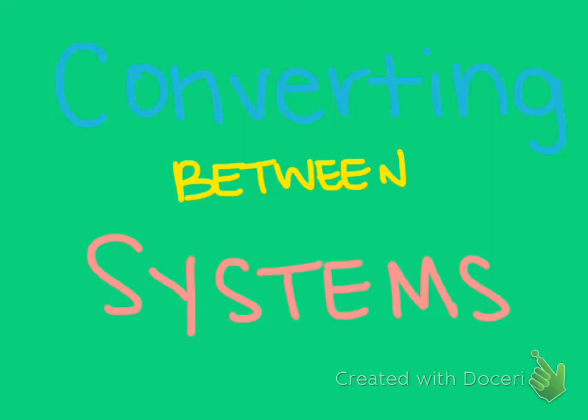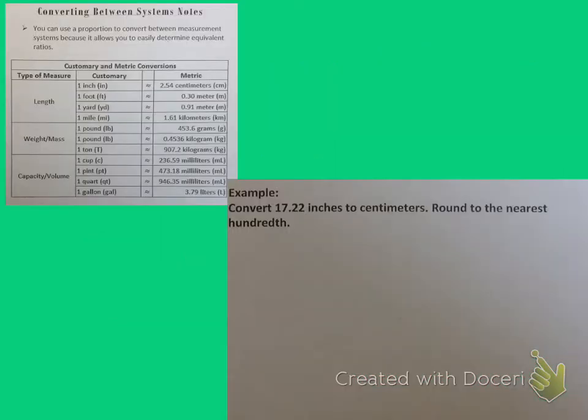Converting between systems. You can use a proportion to convert between measurement systems because it allows you to easily determine equivalent ratios. We have this table of customary and metric conversions that we are going to be using on every problem so that we know what numbers we need to use when we set up our ratios and proportions. Let's go ahead and try this first one.